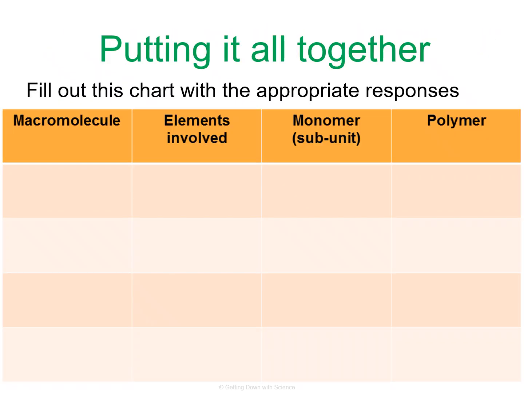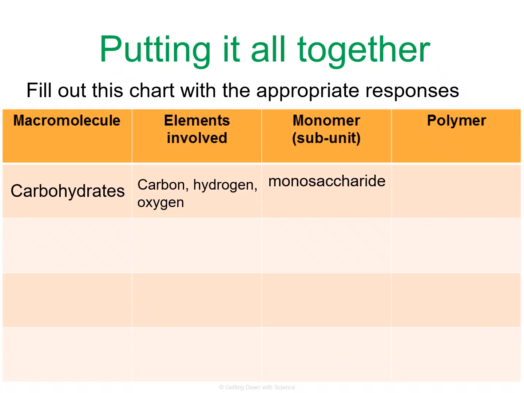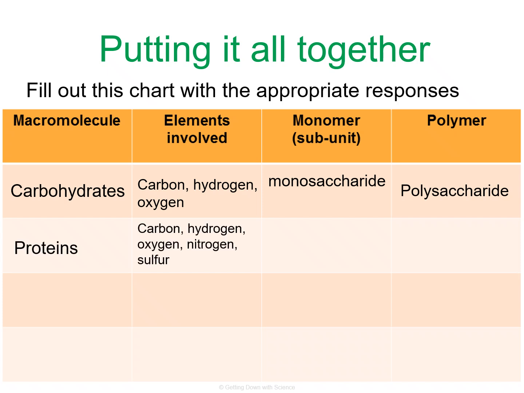So now that we have looked at all of the different macromolecules, let's put it together in a chart. So we have carbohydrates. They have carbon, hydrogen, and oxygen, and they are a monosaccharide and a polysaccharide. Then we have proteins, which are carbon, hydrogen, oxygen, nitrogen, and sulfur. Their monomers are amino acids, and their polymers are polysaccharides.